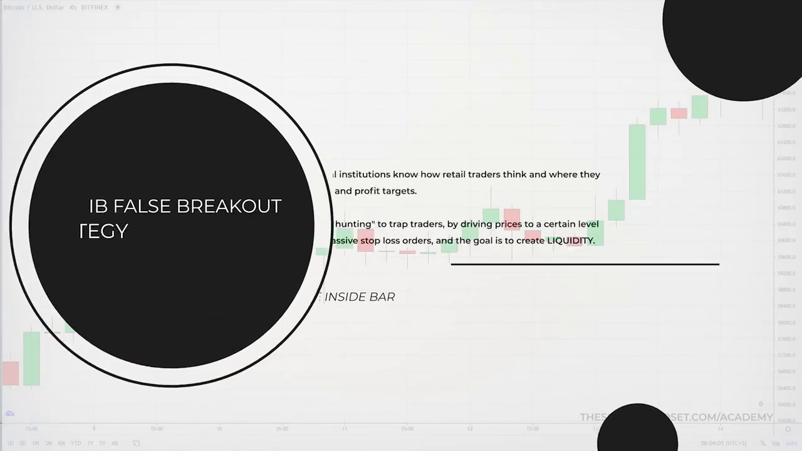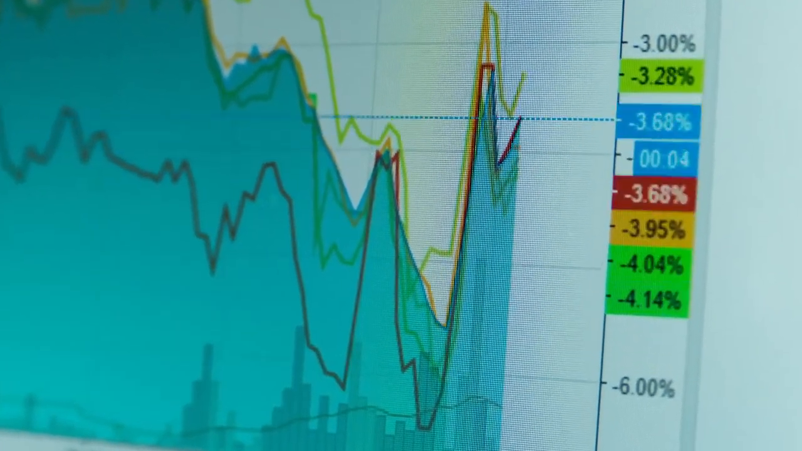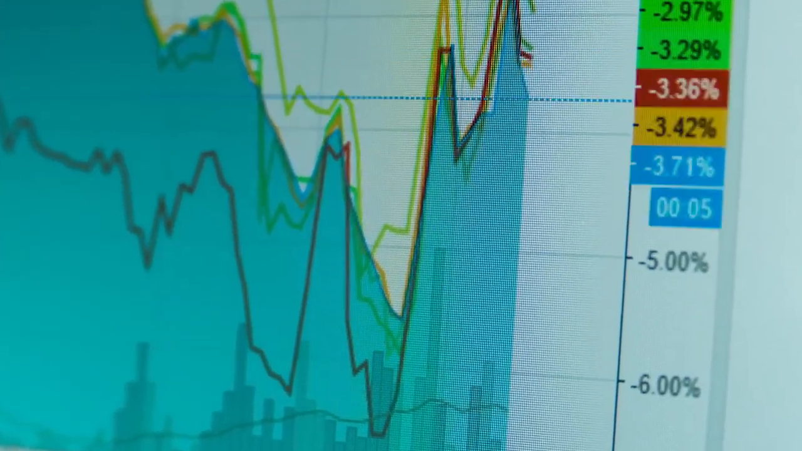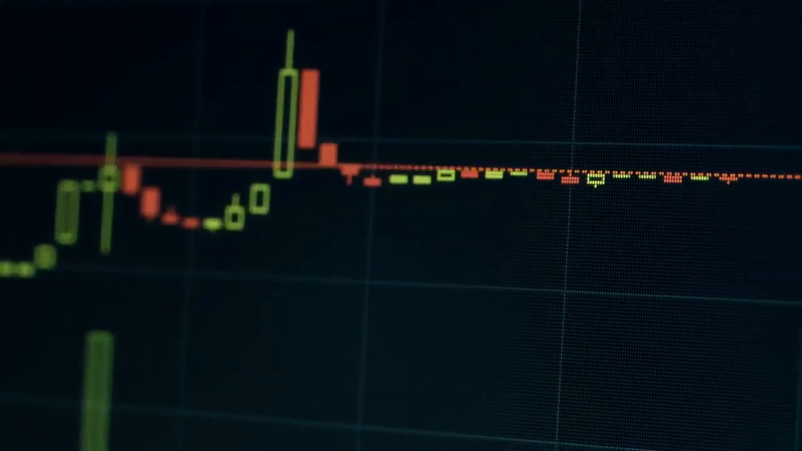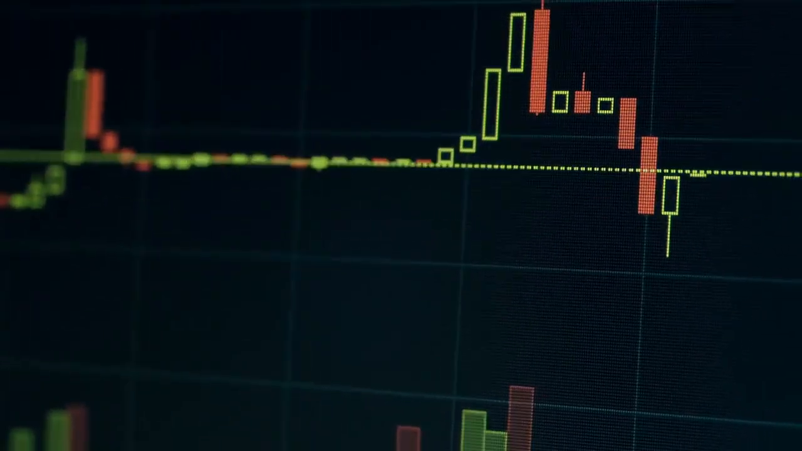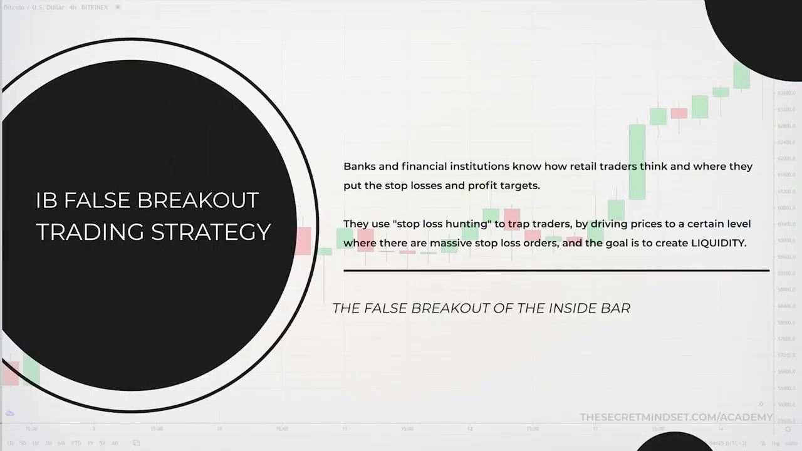Now, banks and big players know how we trade the market. They know how we, retail traders, think and where we put our stop losses and profit targets. And this is the reason why they could easily take money from us. One of the most famous strategies that big players use to make money from novice traders is called stop loss hunting. This strategy consists of driving prices to a certain level where there are massive stop loss orders.